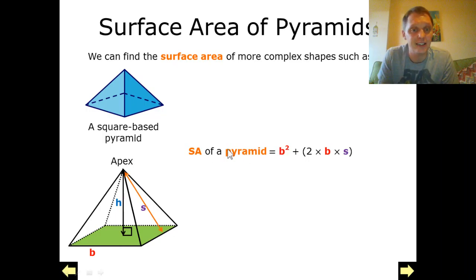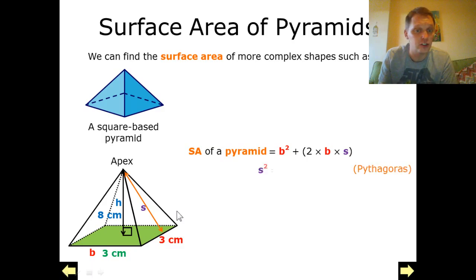So I'm going to be using this formula here, b squared plus, in brackets, 2 times base times s, which I'm using for the height of my triangle. This might not be obvious, but the b squared is the area of the square. The 2 times b times s is the area of the four triangles, because the area of a triangle is height times base, divided by 2. So height times my base divided by 2, and I've got 1, 2, 3, 4 of these. If I was to multiply that by 4, it gives me 2 times base times the height of my triangle.